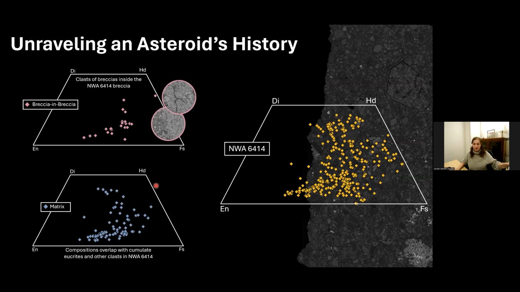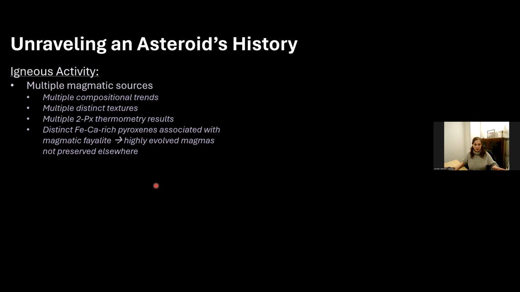So just by taking all those pyroxene compositions and unscrambling those, we can work out we've got lots of igneous activity. We've got multiple magma sources, different compositional trends, different textural trends. You can run it through 2-pyroxene thermometry and you get a whole range of numbers as well. But we also get distinct pyroxenes associated with magmatic fayalite. So we've got evidence of other magmas that aren't preserved elsewhere in the meteorite collection in this one rock. And this is all what we're working out just from EDS compositions.